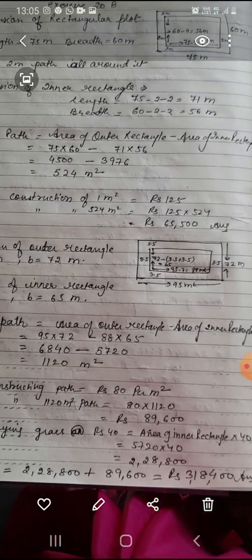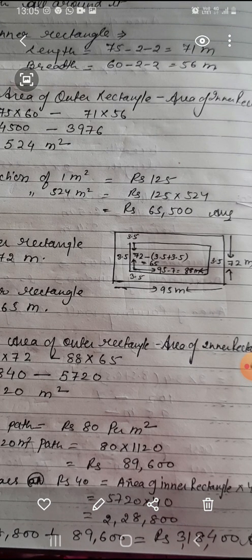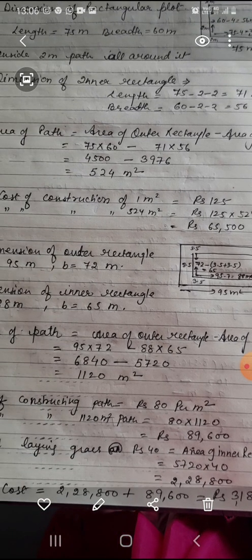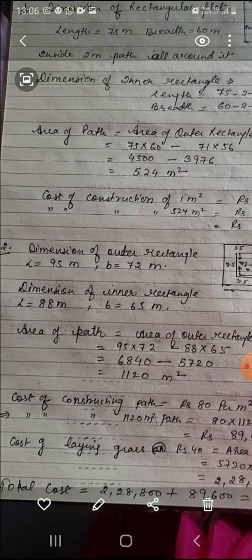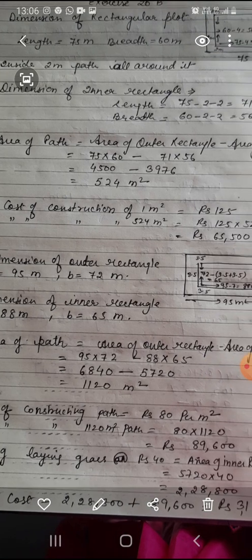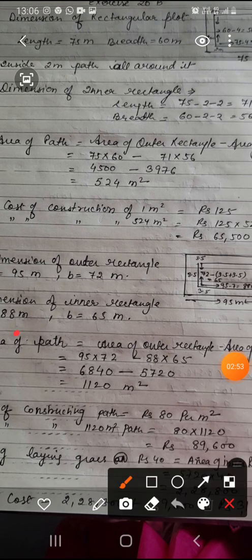In the next question you can see the outer dimension is given 95 and 72, and on both sides 3.5 has been given. So we will subtract 3.5 on the left and 3.5 on the right. So in total we have to subtract 7 meter. So outer rectangle length is 95, so inner rectangle length will be equal to how much? 88. Here you can see 88. Similarly, this outer is 72, so inner will be this 65.